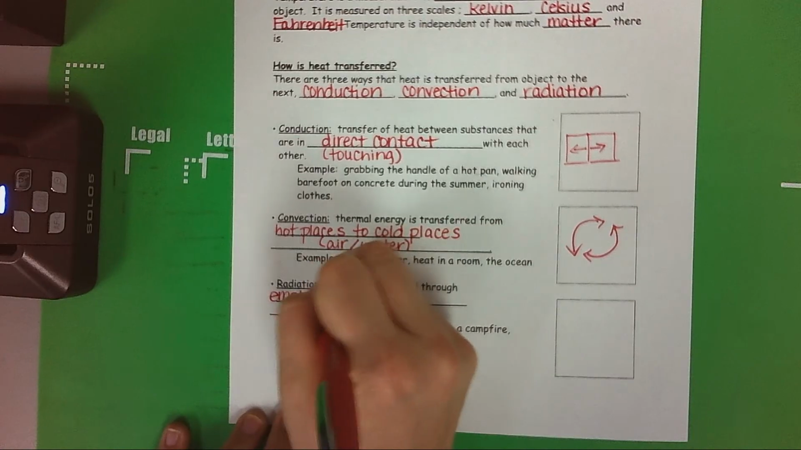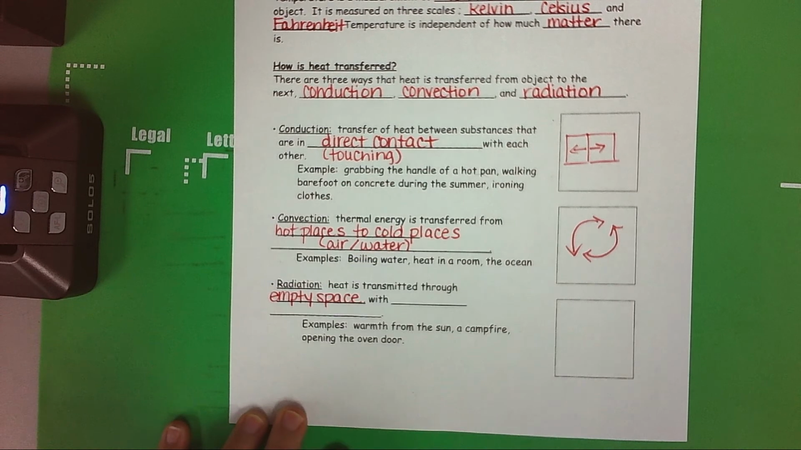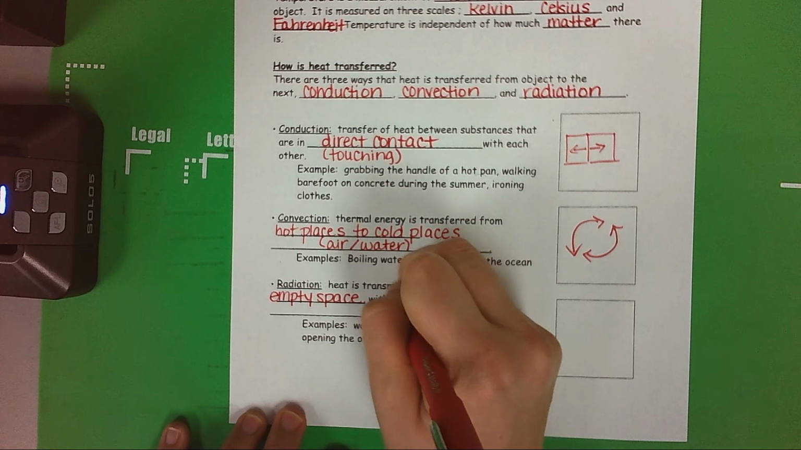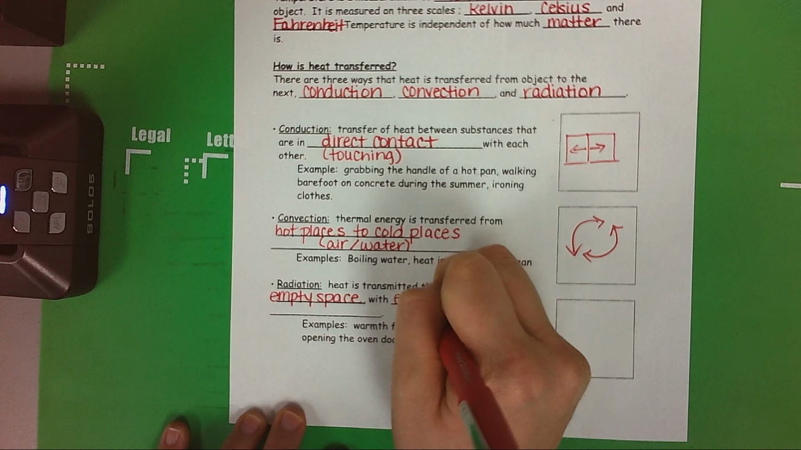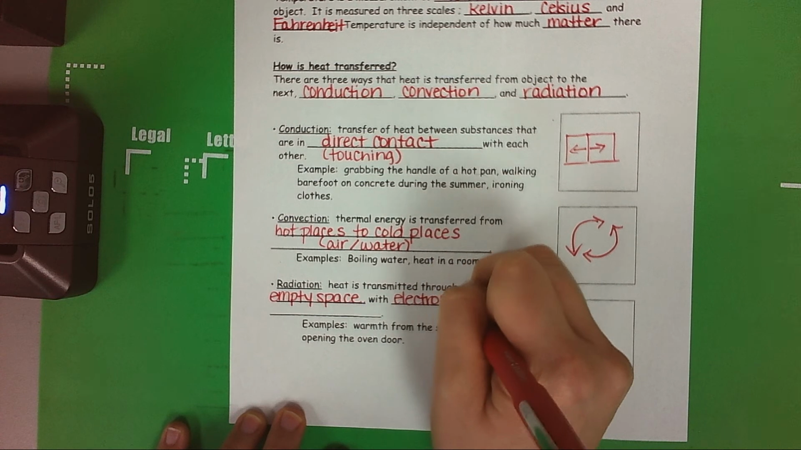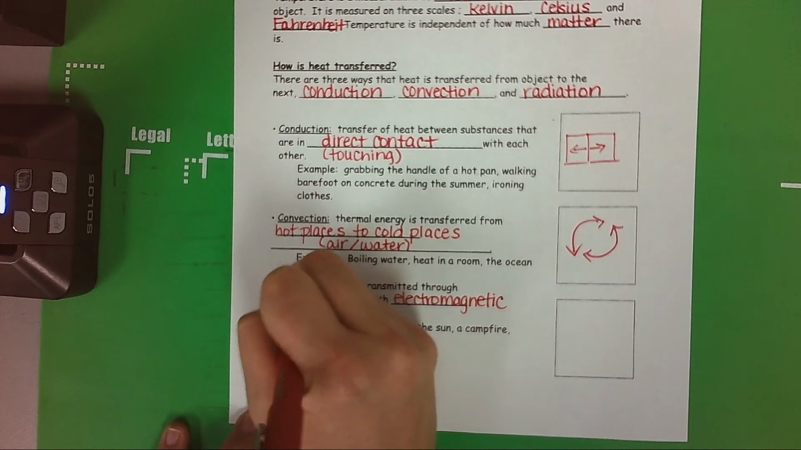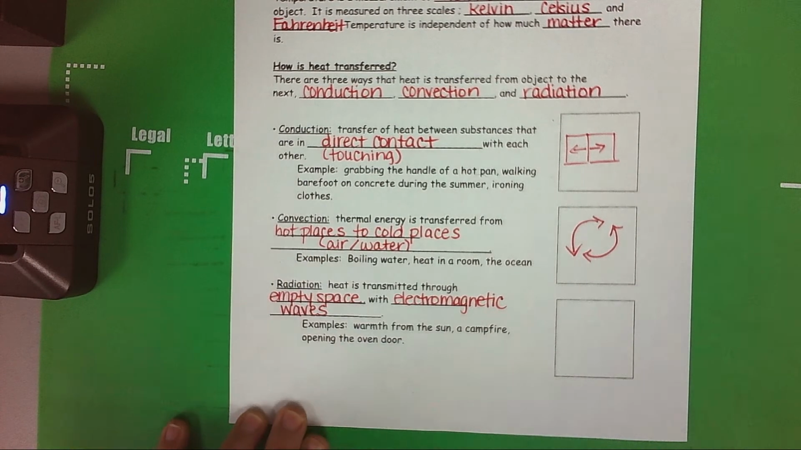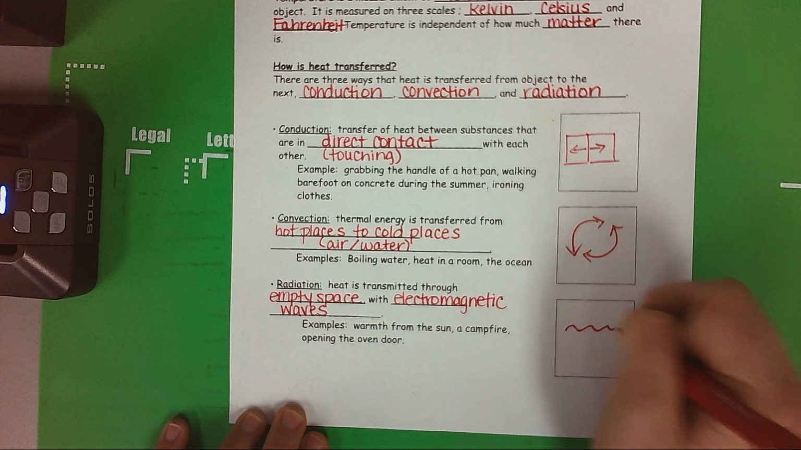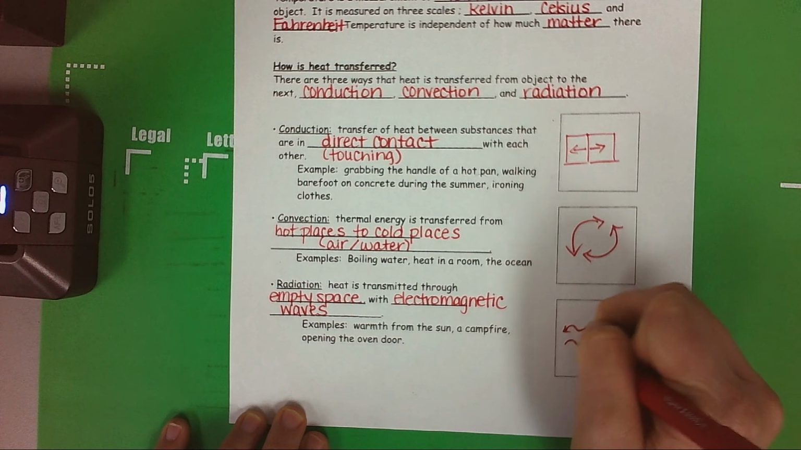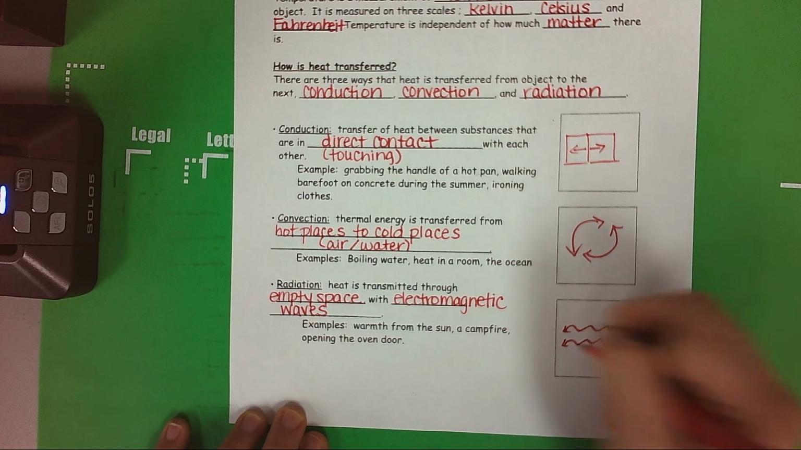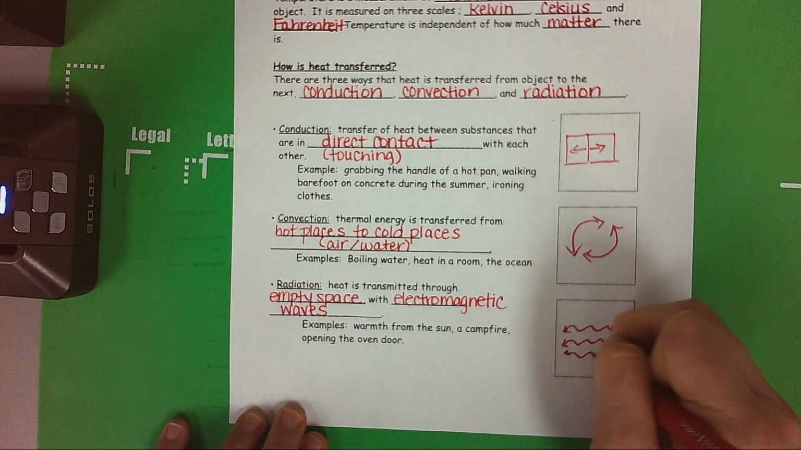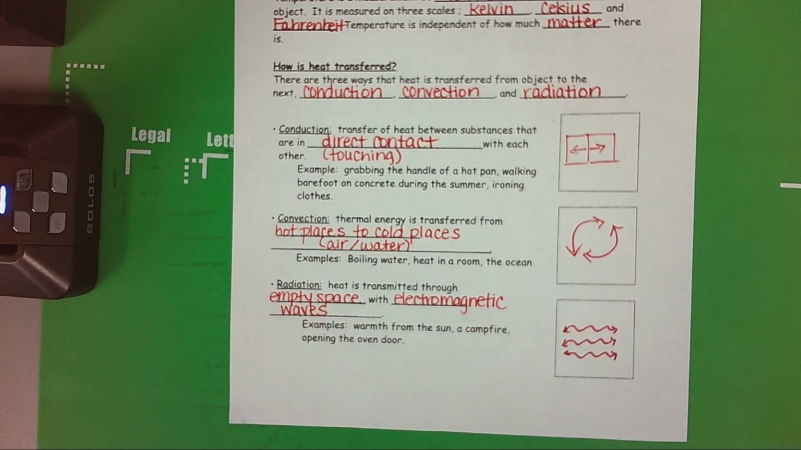Okay, radiation is heat transmitted through empty space. So you don't need anything for the heat to be transferred, with electromagnetic waves. Alright, so you want to kind of think about like radio waves or infrared waves. Okay, you don't need anything.